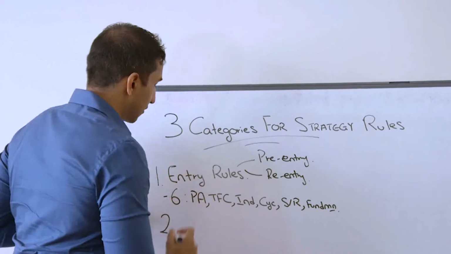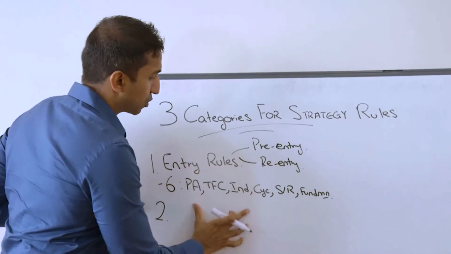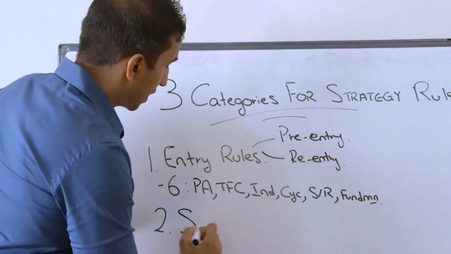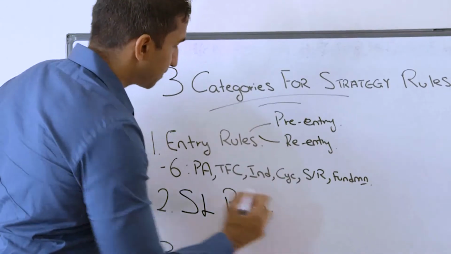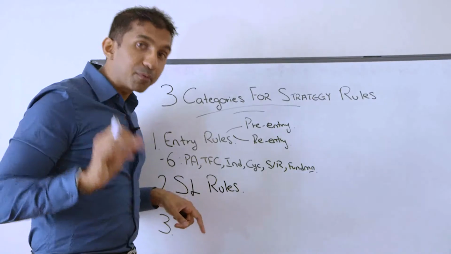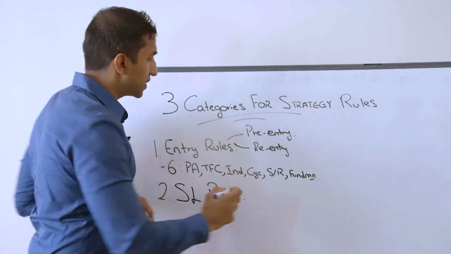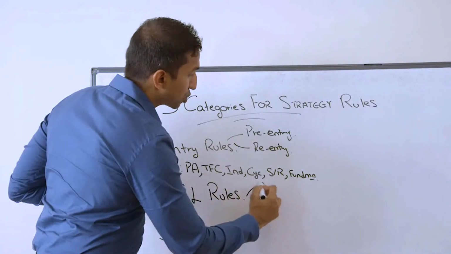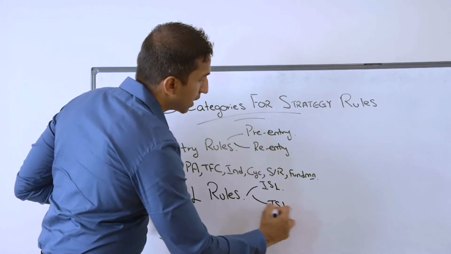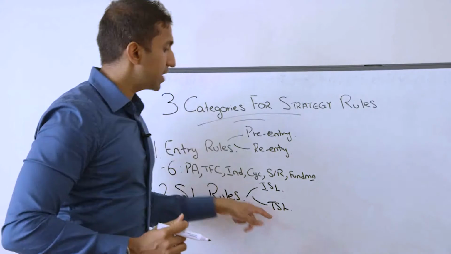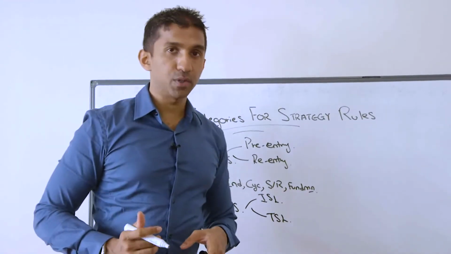Right, the second thing that we're looking at, once you've got your entry rules based on those 6 tools, is your stop loss rules, okay? Now, stop loss can be further subcategorized into initial stop loss rules and trailing stop loss rules as well.